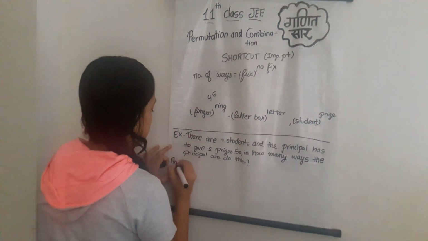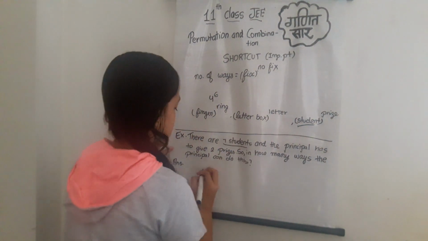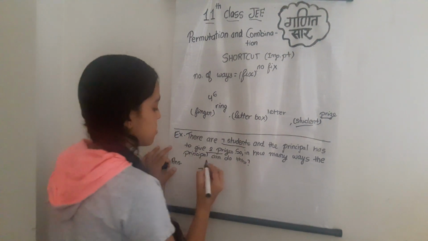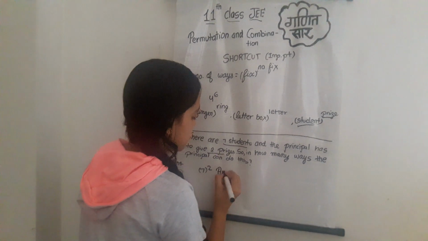Okay, so let's take this. Now how many students are there? 7 students, so 7. And how many prizes are there? There are 2 prizes, so 7 to the power 2 is our final answer.